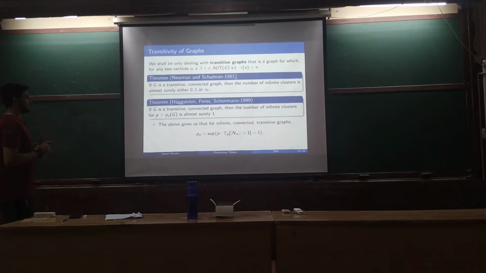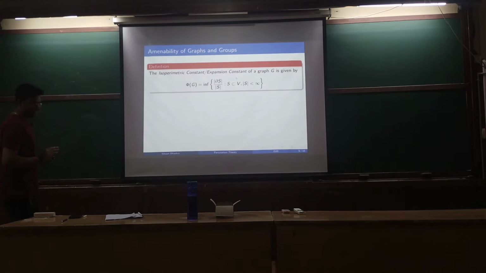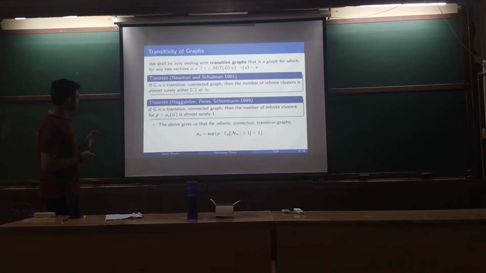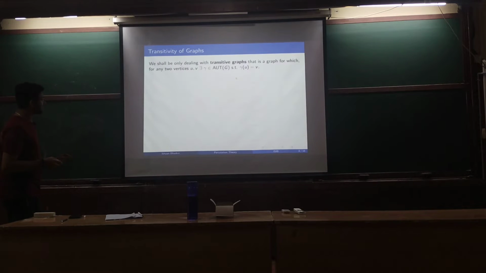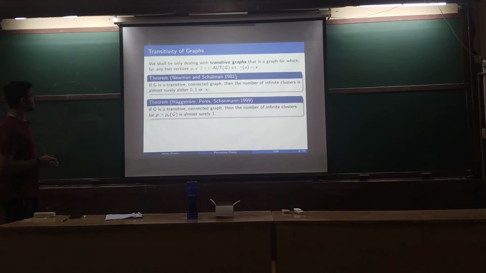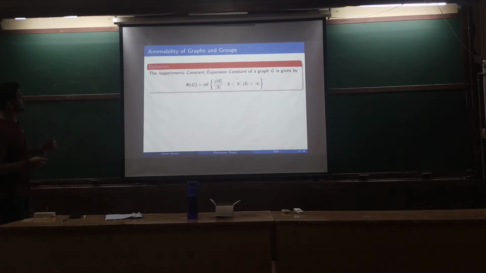So these are some results, and before I go forward, back to these two questions. We want to ask what pu is and when pc is equal to pu. I'll deal mostly with the second question. For the first question, there are also some bounds, and there is this open conjecture that pu will be less than 1 for all graphs with one end. I'm not going to be talking about that, but about when pc is equal to pu.